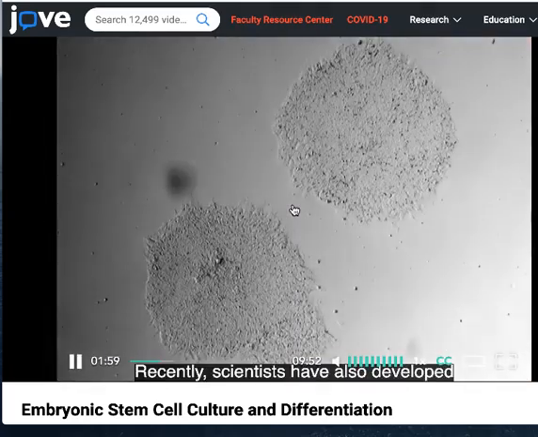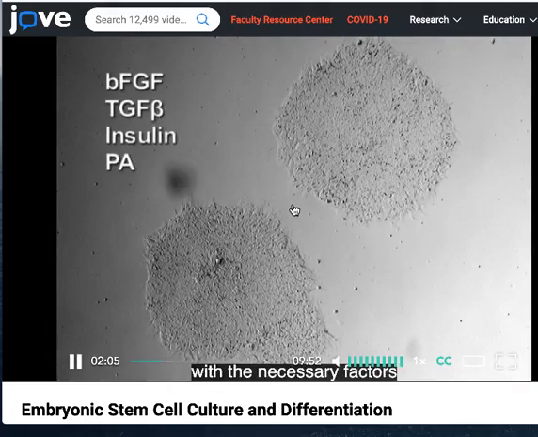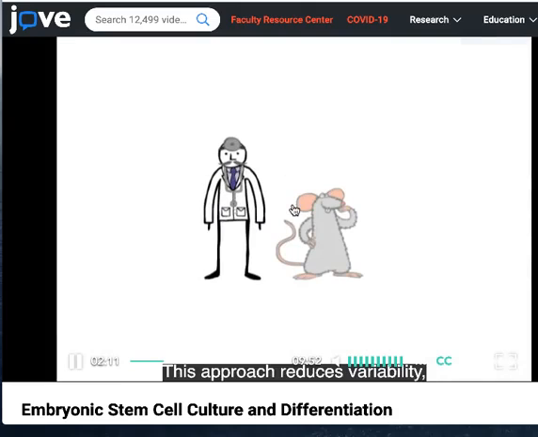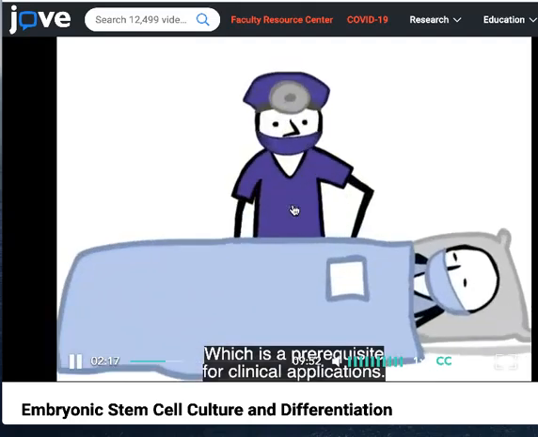Recently, scientists have also developed feeder-free culturing methods, in which ES cells are grown in media with the necessary factors added in a defined recipe. This approach reduces variability and removes the non-human component from ES cell cultures, which is a prerequisite for clinical applications.